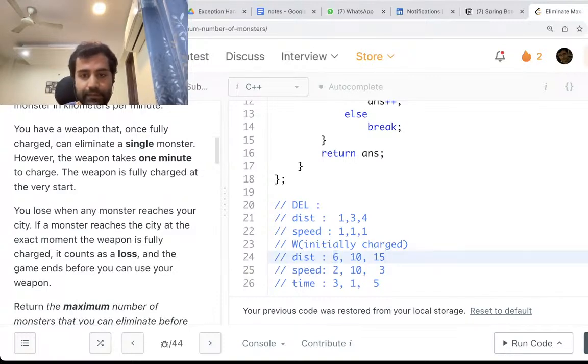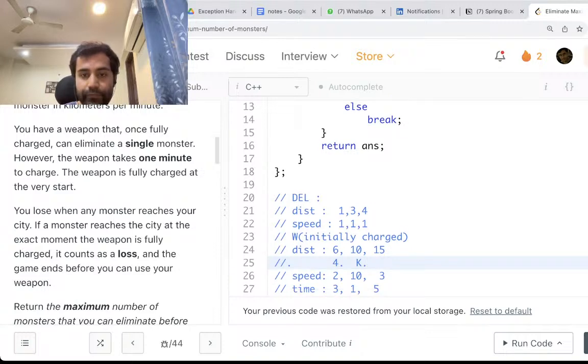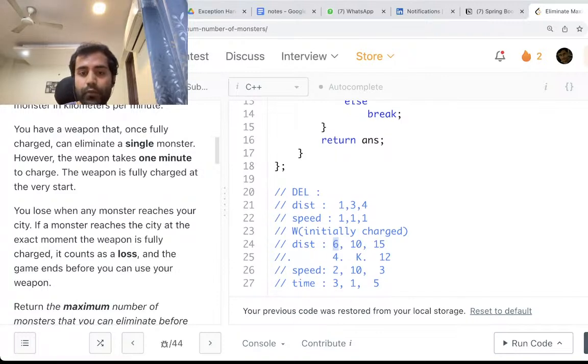So I'm just writing it here. It will be at a distance of 6 minus 2, which is 4. This monster is already killed, and this monster would be at a distance of 15 minus 3, which is 12 kilometers. So now you'd want to kill probably this monster, okay? And then in the next minute, you can kill the other monster also. Just check that out. So the point is that we would not want to kill the closest monster. We would want to kill that monster who is going to reach us the fastest.